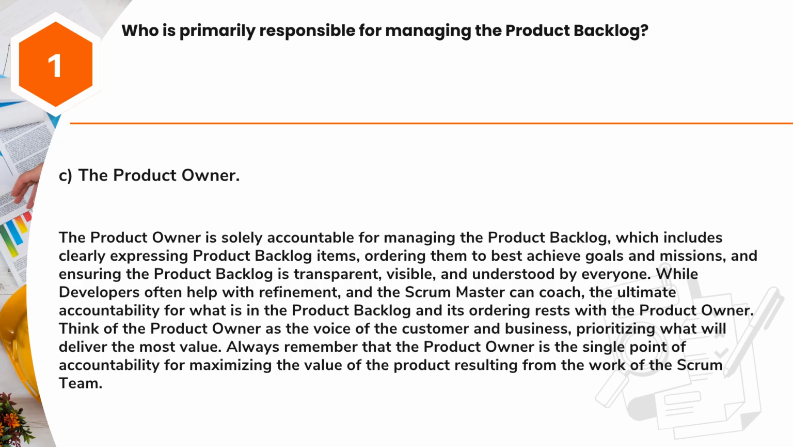The product owner is solely accountable for managing the product backlog, which includes clearly expressing product backlog items, ordering them to best achieve goals and missions, and ensuring the product backlog is transparent, visible, and understood by everyone. While developers often help with refinement, and the Scrum Master can coach, the ultimate accountability for what is in the product backlog and its ordering rests with the product owner.